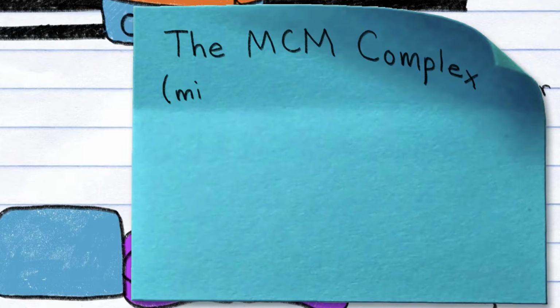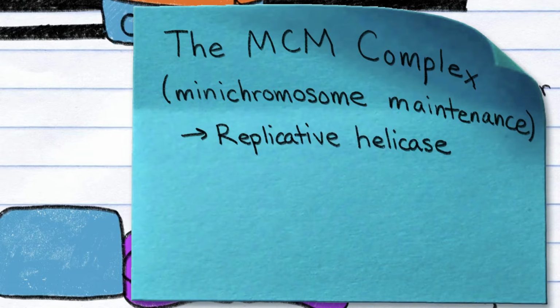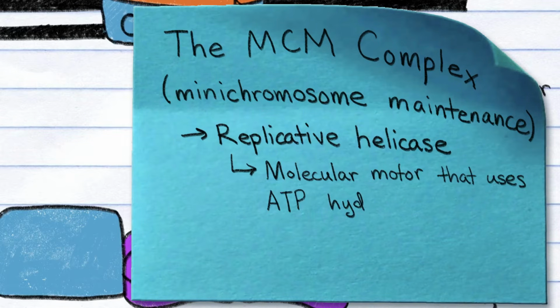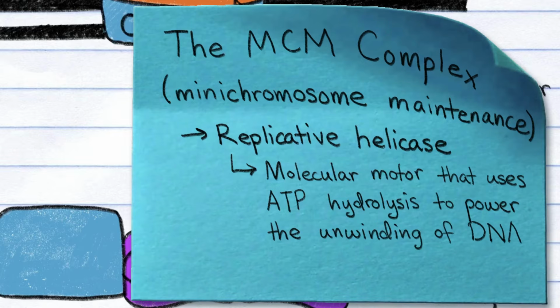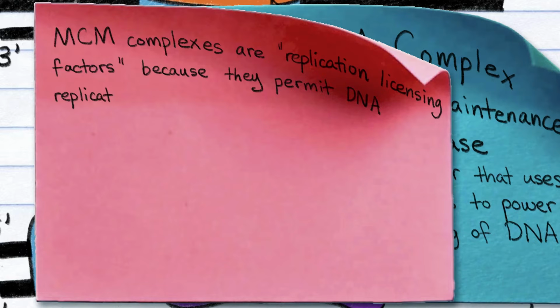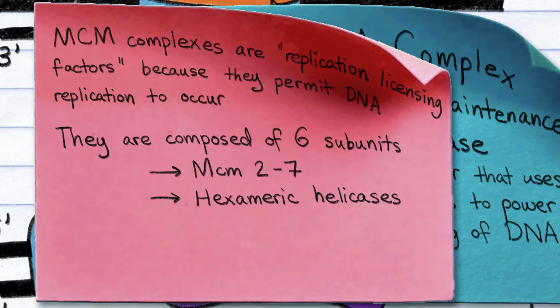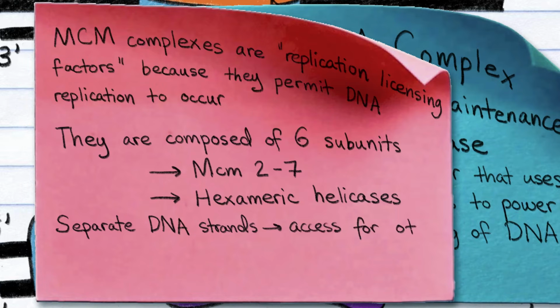The MCM, mini-chromosome maintenance, complex is a replicative helicase, a molecular motor that uses ATP hydrolysis to power the unwinding of DNA. MCM complexes are replication licensing factors because they permit DNA replication to occur. They are composed of 6 subunits called MCM2 to 7. MCM complexes are hexameric helicases, which permit DNA replication by separating the 2 DNA strands, thus allowing access to other replication machinery.